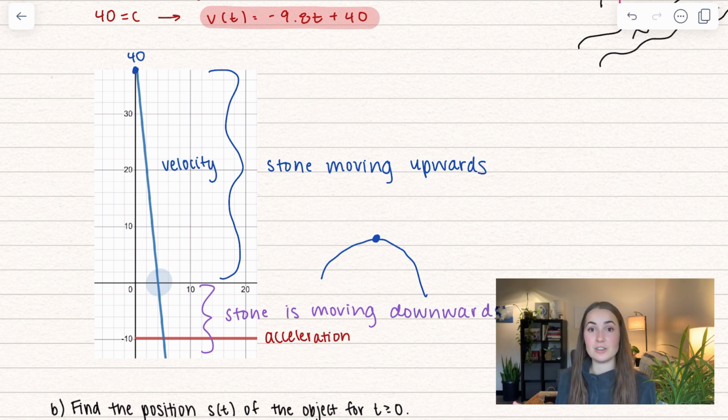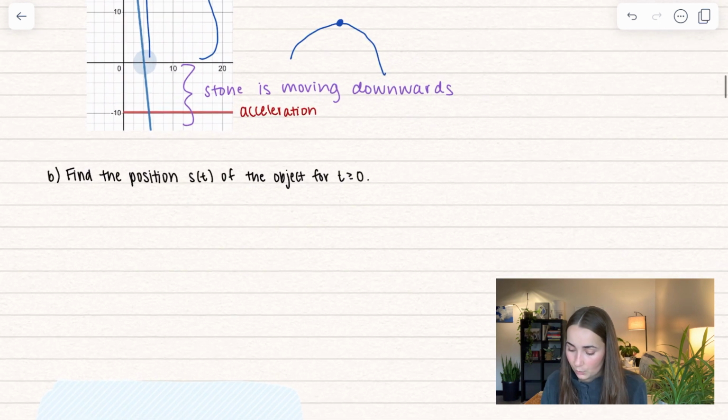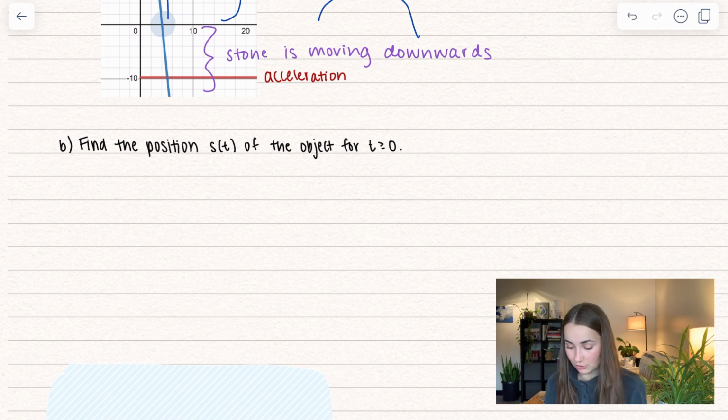So that's how we can read the velocity graph. And the acceleration shows the rate of change, which is the slope of our function. If we use change in y over change in x, that's going to be negative 9.8. So that's the graph, and let's move on to part B. We now want to find the position function of the object for t is greater than or equal to 0.